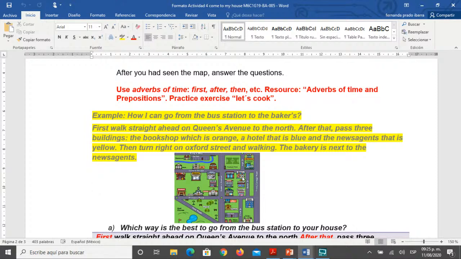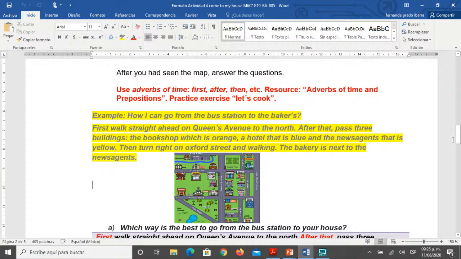The bookshop, which is orange, okay? With the bookshop that is orange. A hotel that is blue. And the news agents that is yellow. Then, turn right. A la derecha on Oxford Street, and walking, the bakery is next to the news agents.